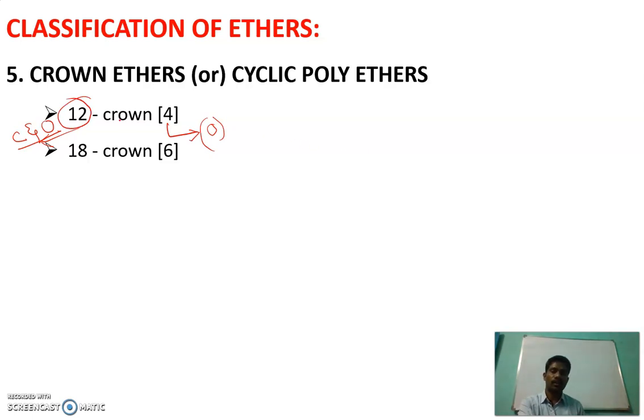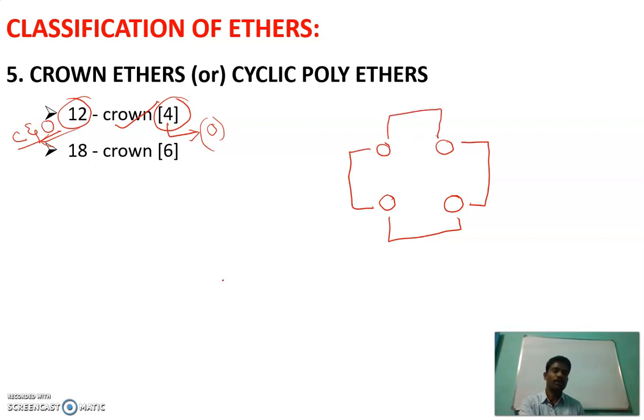Let's see the structure of 12 crown 4. The name itself indicates it has 4 oxygen atoms. First oxygen, second oxygen, third oxygen, fourth oxygen. 2 oxygen atoms are connected by 2 carbon atoms like this. So that's the structure for 12 crown 4.